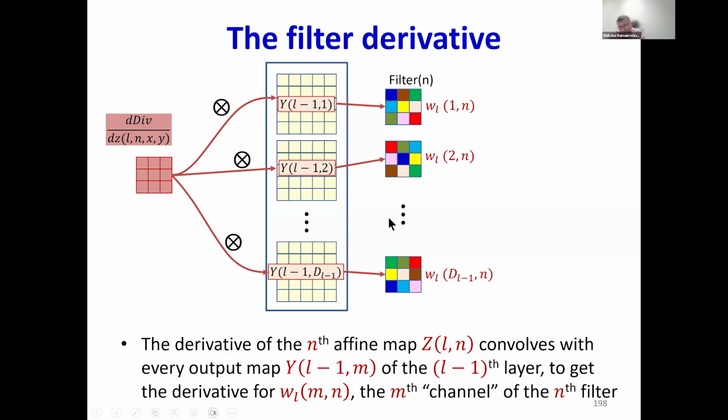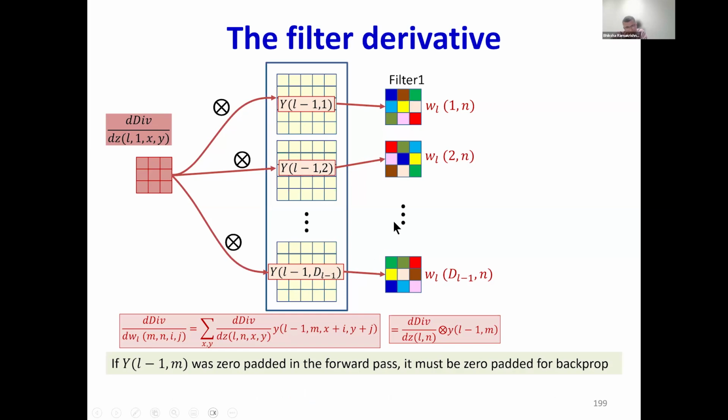So there's just a single yes. What about the rest of you guys? It's easy computation, nothing fancy, right? So although the math looks very ugly, it's actually very easy. And of course, you have to keep track of all of the stuff like zero padding. If the input channels were zero padded in the forward pass, they must be zero padded for backprop. But this is really just the equation for computing the derivative for filter elements.